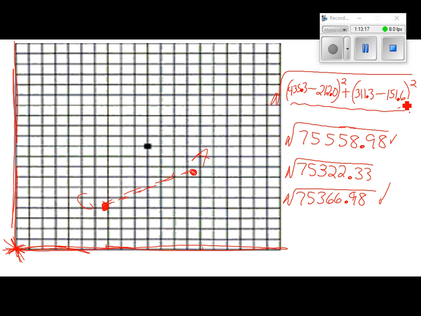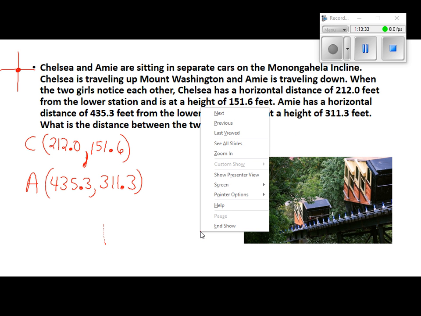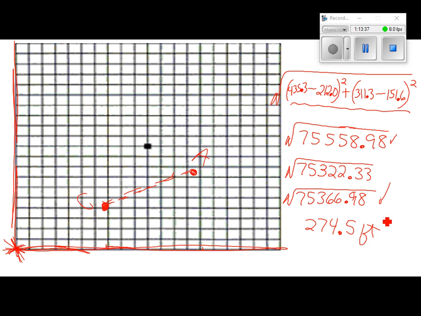Now, what do you have to do next? Take the square root. What is the square root of that? 274.5. And what was our unit? Feet. So how far apart are the girls? About 275 feet.